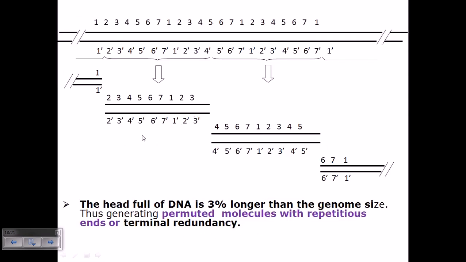Now the head full of DNA is 3% longer than the actual genome size. This is due to terminal redundancy, which is simply permuted molecules with repetitious ends in both directions. So 1 to 3 and end with again 1 to 3, similar like that. For that reason, it will be packaged slightly extra, which is 3% extra inside, right?